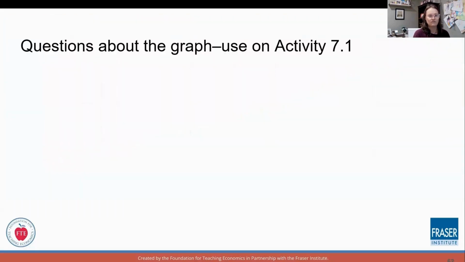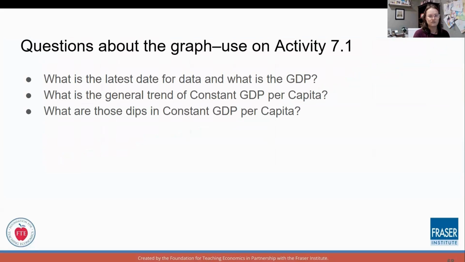So questions about the graph. These are the questions that you're gonna add on activity 7.1, that Google Doc that I sent you, and I'm gonna make a copy. I'm gonna put it in the chat again. So I want you to use the FRED data, and I want you to answer what's the latest date for data and what is that GDP?